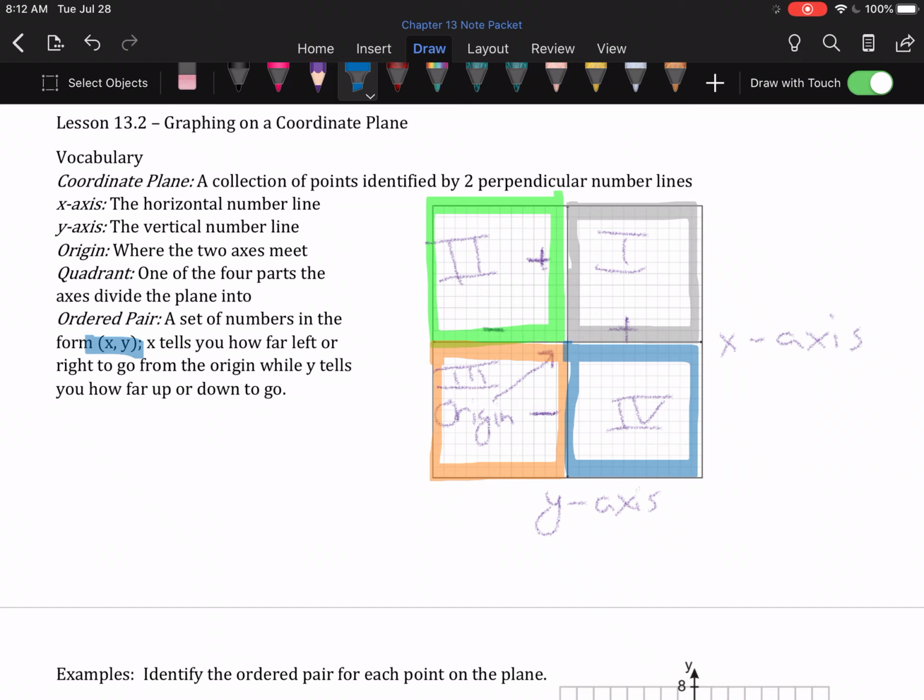So it's an ordered pair, it's in parentheses, it's x, comma, y, but those will actually be numbers. The first number, the x value, tells you how far left or right to go from the origin. That's because the x-axis goes left and right. Negative numbers go left, positive numbers go right. The y number, the second number, tells us how far up or down to go. Positive numbers going up, negative numbers going down.